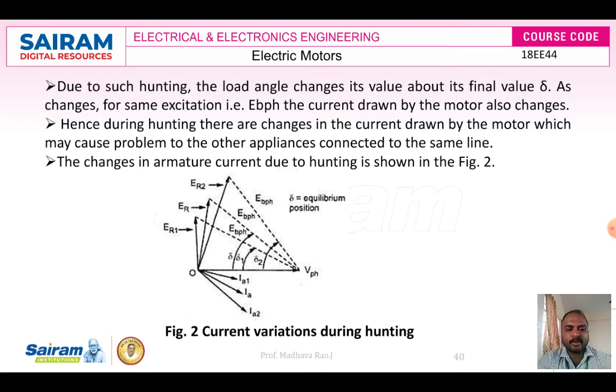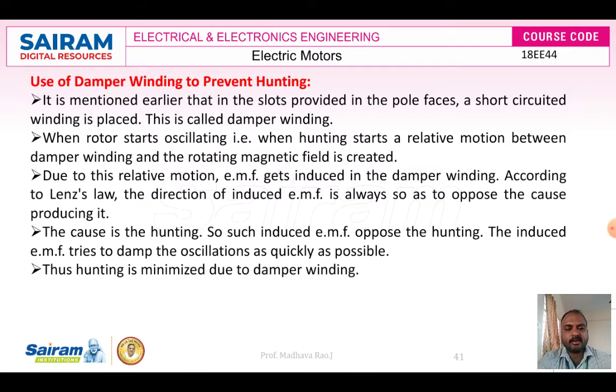Right. To eliminate hunting in a synchronous motor, we need to have damper windings. Hunting will be prevented by damper winding inside the synchronous motor. It was mentioned earlier that in the slots provided in the pole face, a short circuited winding is placed. A short circuited winding is called a damper winding. With the damper windings we can prevent the hunting.